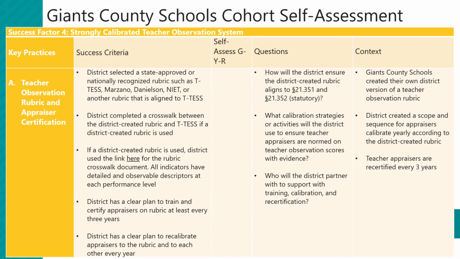Another question, as listed under number 2, is what calibration strategies or activities will the district use to ensure teacher appraisers are normed on teacher observation scores with evidence? This is a great question because within the success criteria, we see that the district has to have a clear plan in order to recalibrate and to certify appraisers. However, the plan isn't exactly clear in the context section.